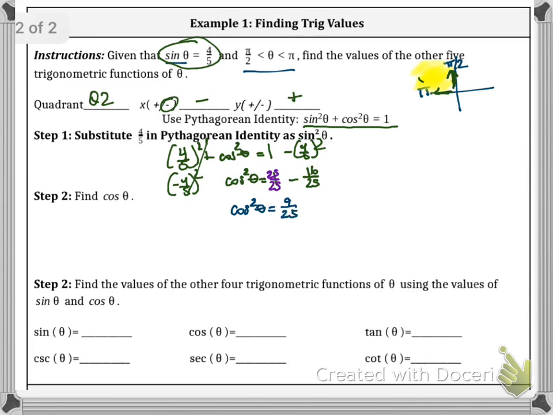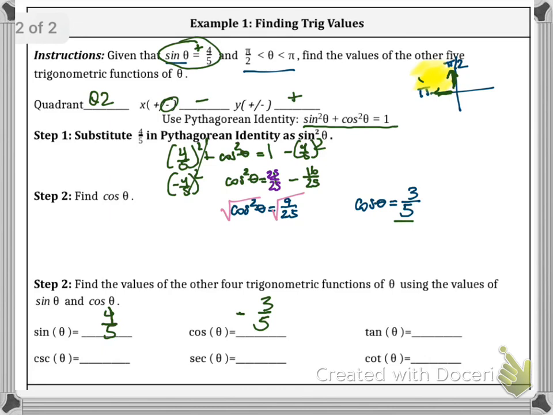Now next, we need to square root both sides in order to solve for cosine. So now we know that our cosine of theta is going to be 3 over 5. So we can fill that in. First of all, we know that our sine is 4 over 5, and it already tells us that the y value is positive. There are no signs there, so we know that's positive. Cosine of theta is 3 over 5, but it is our x value, so remember that our x values are actually negative.